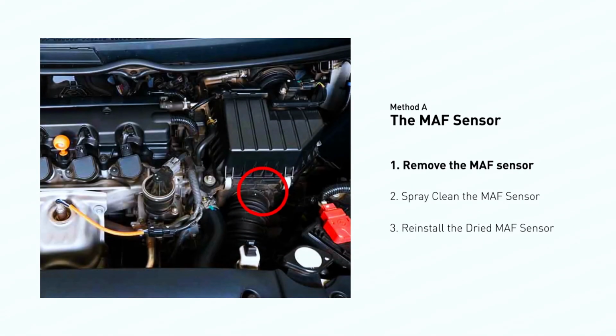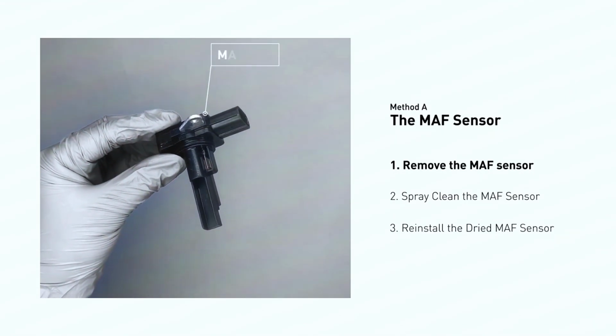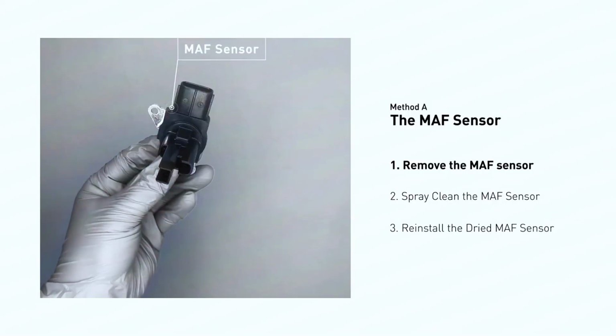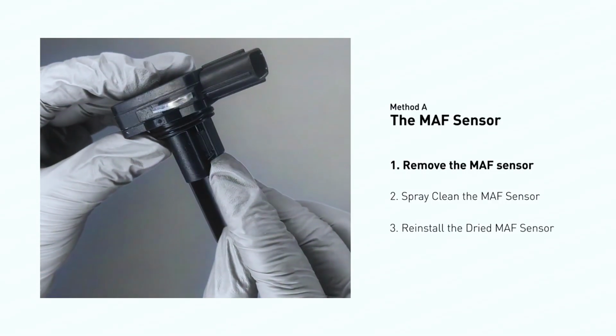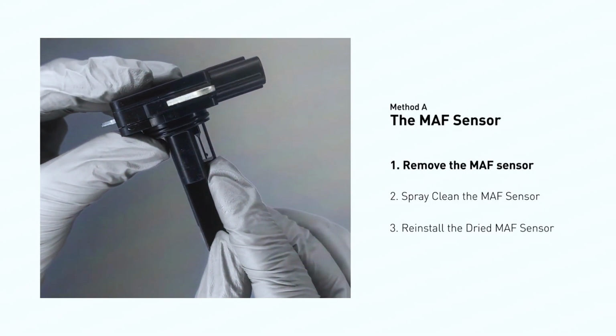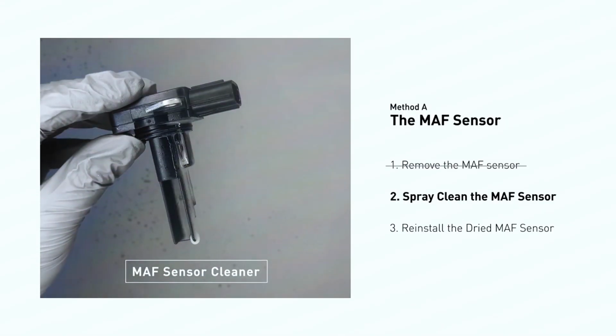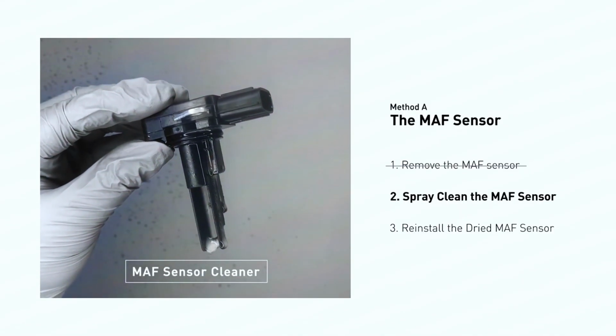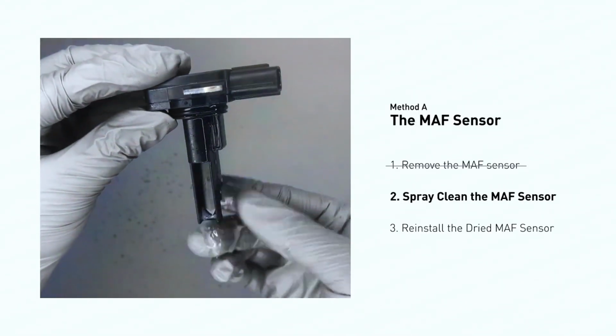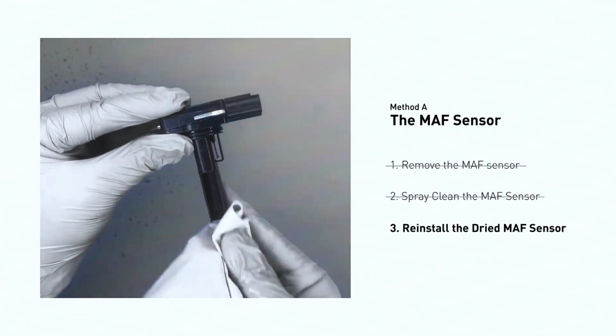MAF sensors are located between the air filter and the throttle body. Carefully remove the MAF sensor from your car and do a quick inspection around the wire. Inside often gets dirty and needs to be cleaned. You can spray the MAF sensor cleaner onto the wire, perpendicular to the ground, so that it won't damage the sensor. Reinstall the sensor back in the car after it gets dry.